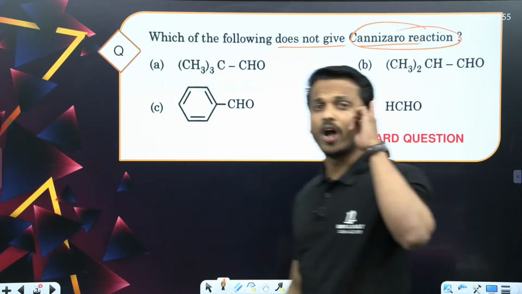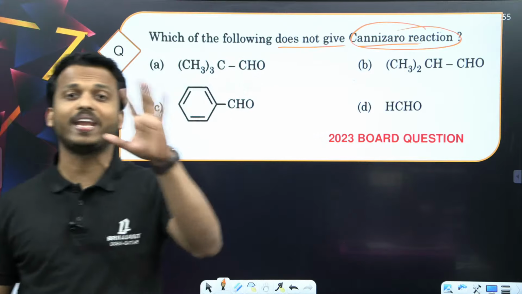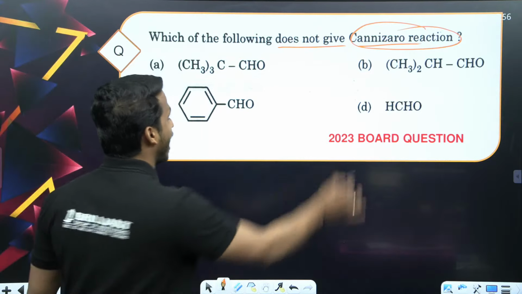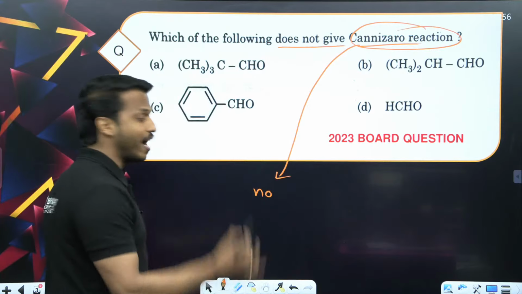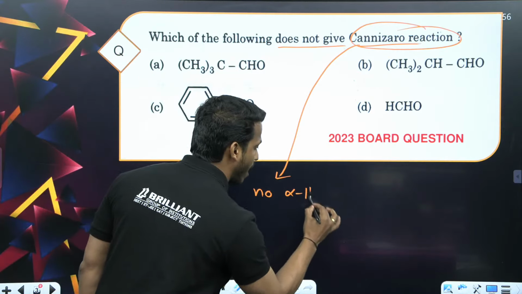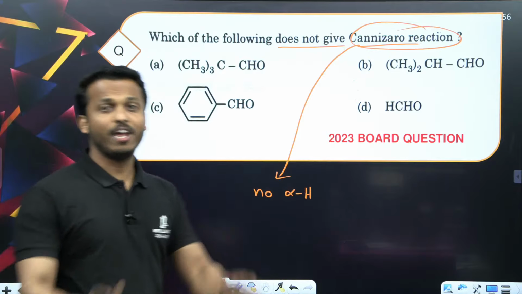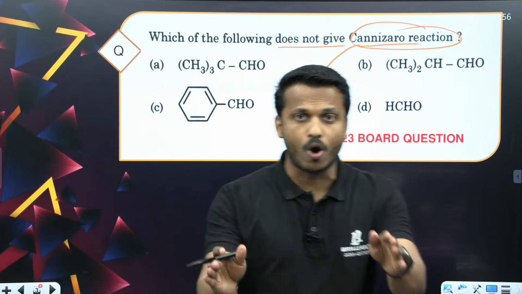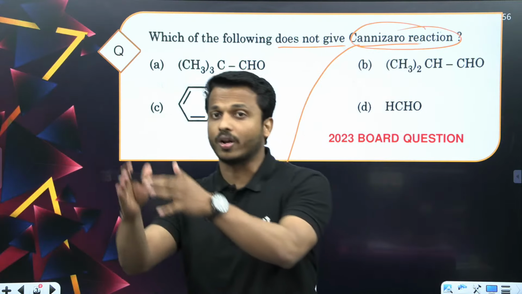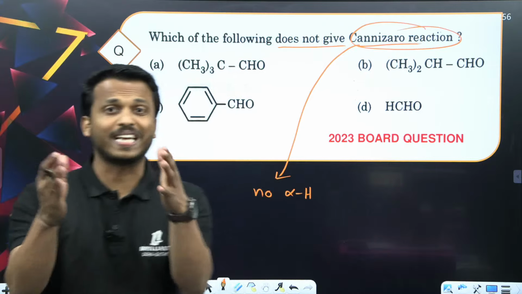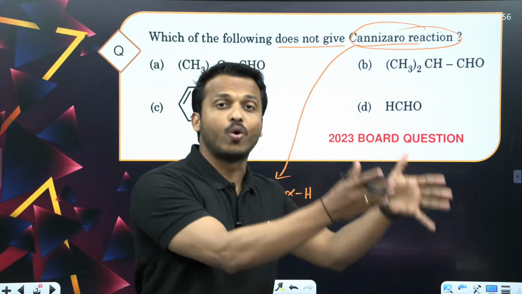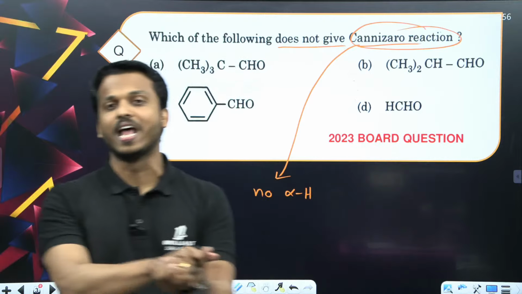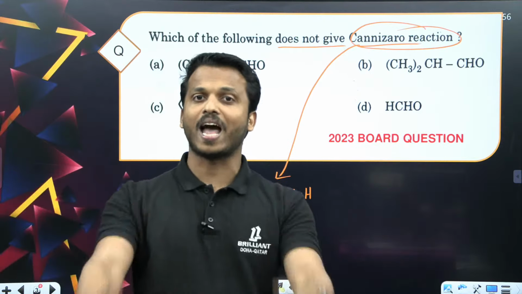You know what condition is required for the Cannizzaro reaction? Cannizzaro reaction means there should not be any alpha hydrogen in the compound. If there is no alpha hydrogen, the aldehyde reacts with concentrated alkali and gives the corresponding alcohol and the sodium or potassium salt of the acid. That's what we call the Cannizzaro reaction.